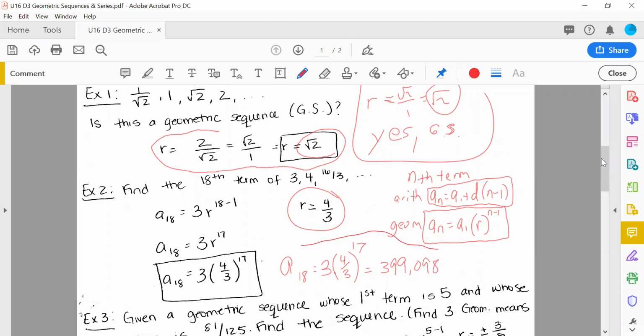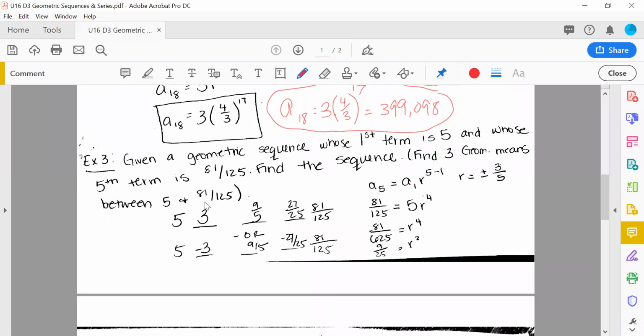399.098. There's my answer right there. Given a geometric sequence whose first term is 5 and whose fifth term is 81 over 125, find the sequence. In other words, this is really what she means: find the 3 geometric means between 5 and 81 over 125.